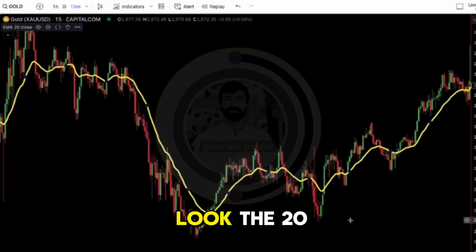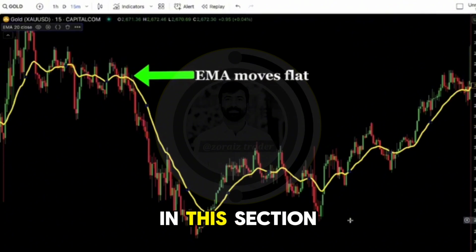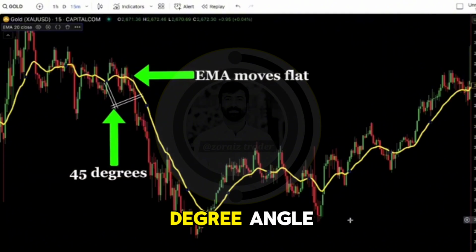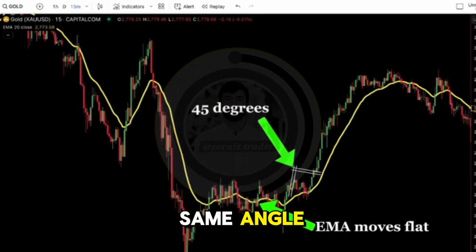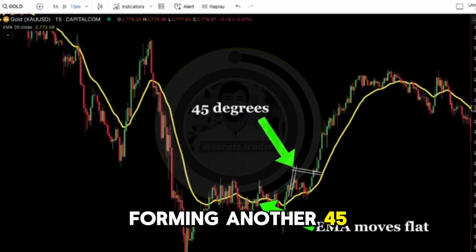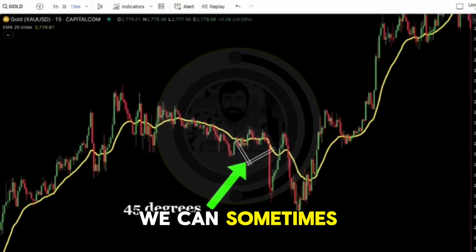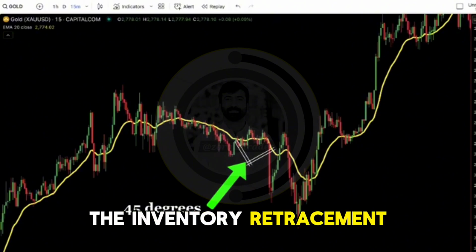Now take a look. The 20 exponential moving average shows us exactly what's happening. In this section, the exponential moving average moves flat and then drops at a 45-degree angle. Over here, it moves flat and then shoots up at the same angle. In this area, the price moves sideways before rising again, forming another 45-degree angle. Even with the exponential moving average, we can sometimes get false signals, but don't worry, we'll use another more accurate tool later to confirm. For now, let's move to the second part of this strategy, the inventory retracement bar.